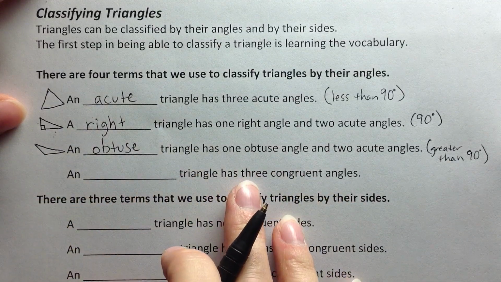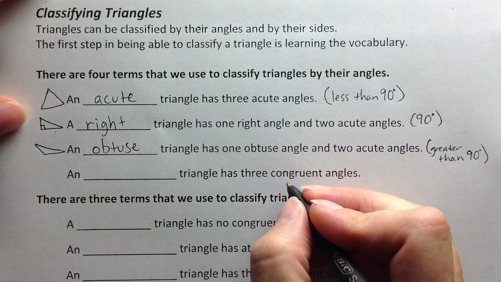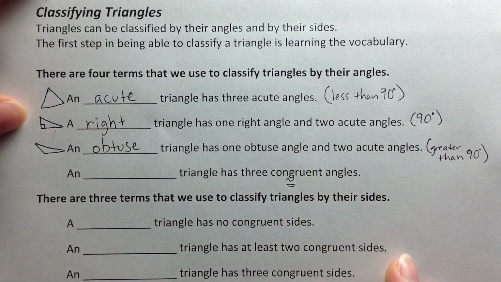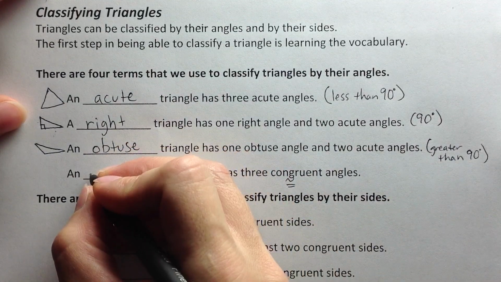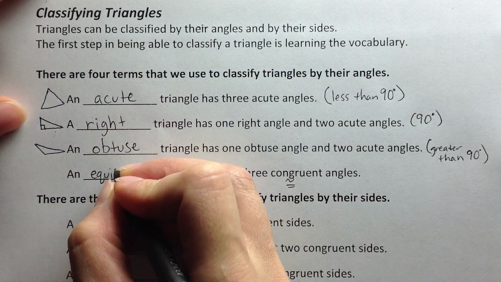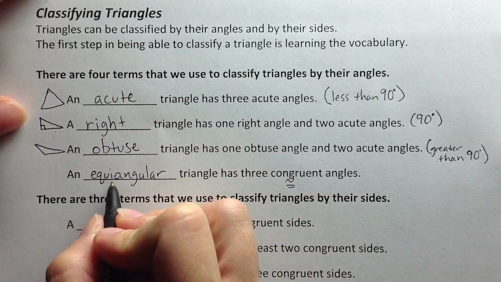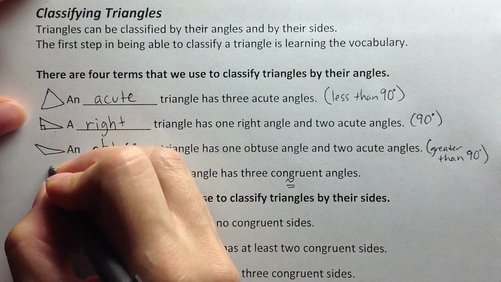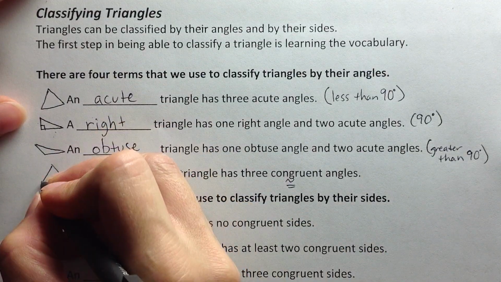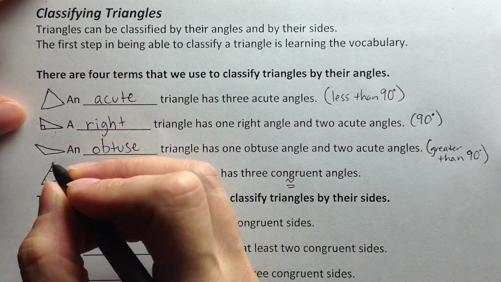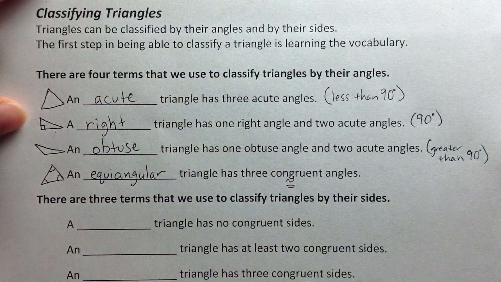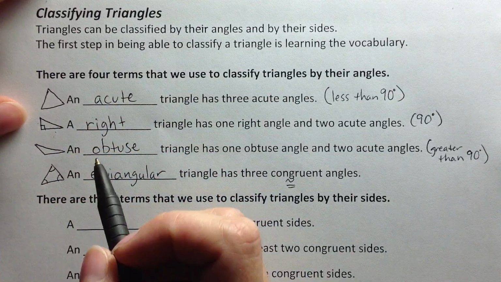Okay, and then the last one, three congruent angles. Remember, congruent means they all have the same measure, and that's called equiangular. Okay, the Latin prefix equi means equal. So if you notice in this picture I just drew, I'm going to mark all three congruent because these are just sketches. They're not perfect, so you want to go by the markings.